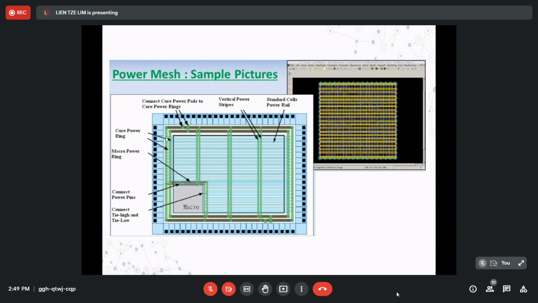And then this one is also the same core power ring. And this one is also a line, called the macro power ring. Okay, so for power planning, the core and the macro have their own power rings. All these power rings have pins. The pin is to connect the power rings to the power pads.